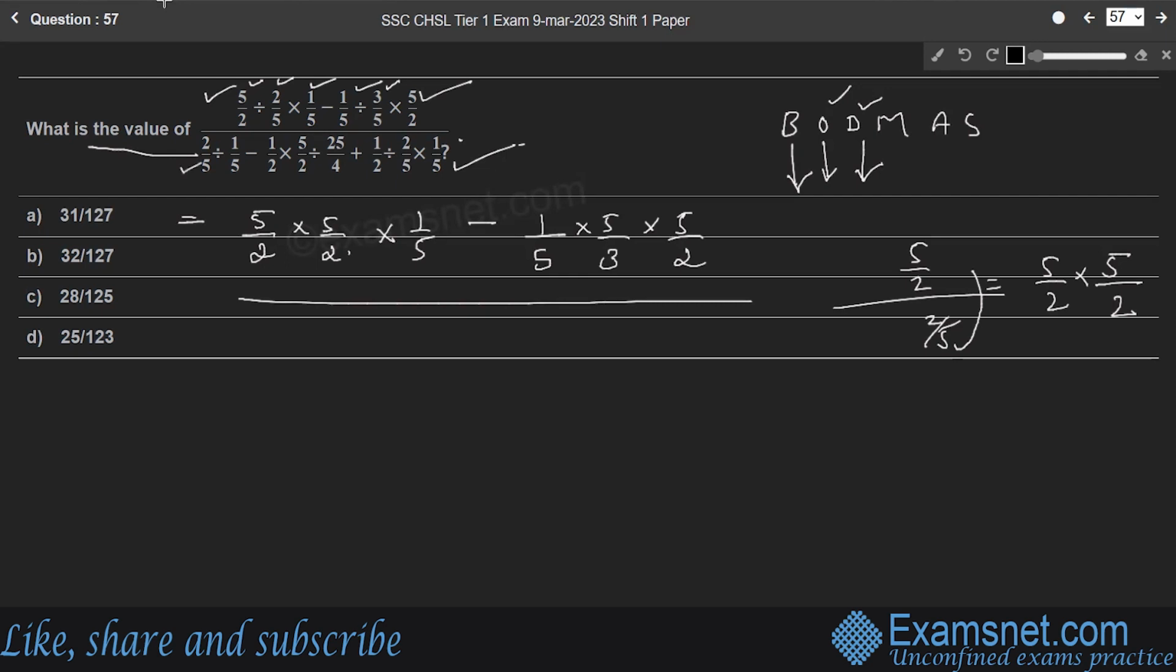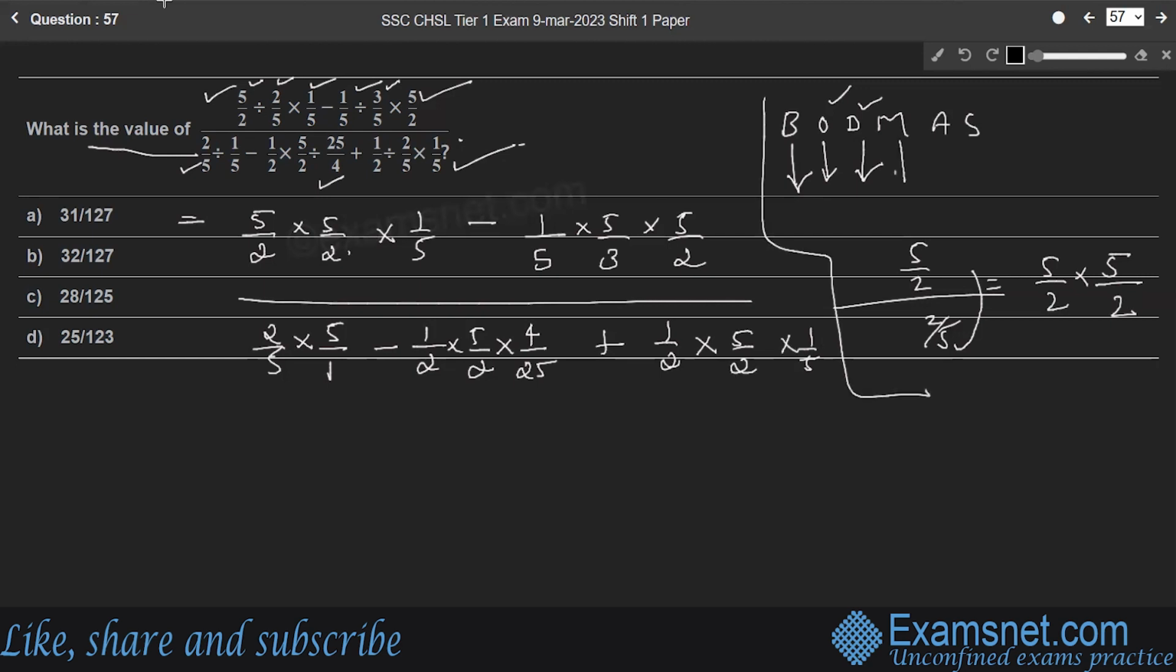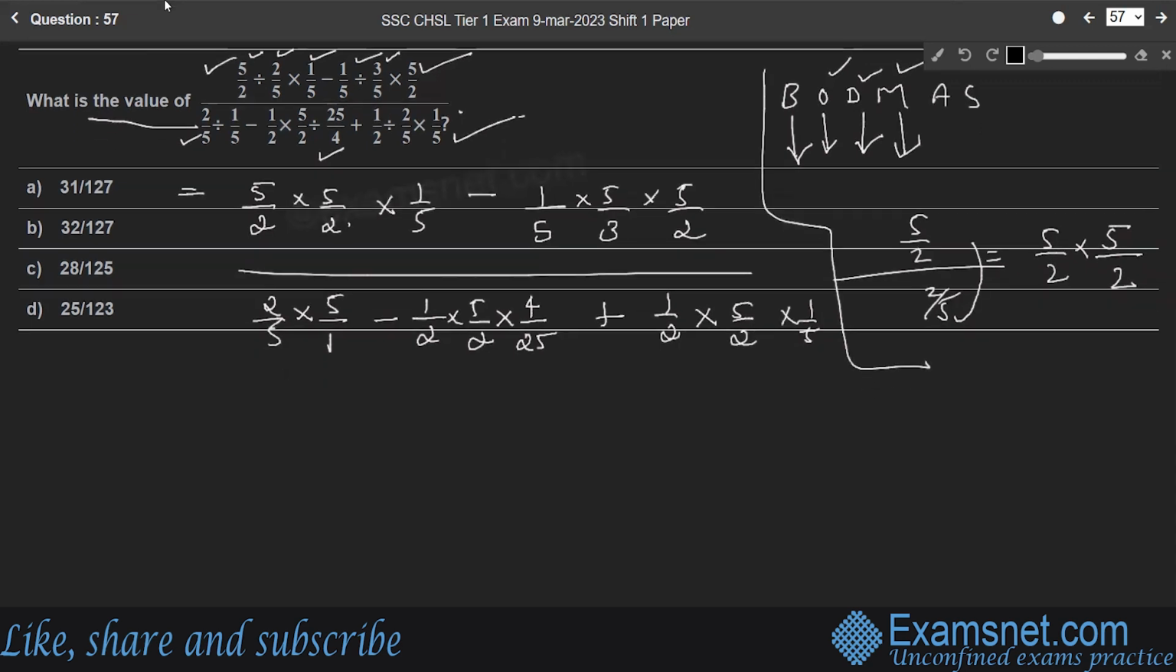So consider the denominator part. 2 by 5 divided by 1 by 5 becomes 5 by 1, right? Minus 1 by 2 into 5 by 2. 5 by 2 divided by 25 by 4 becomes 4 by 25. Plus 1 by 2 divided by 2 by 5 becomes 5 by 2 into 1 by 5, right? Simplify it. So next comes multiplication after division, right?